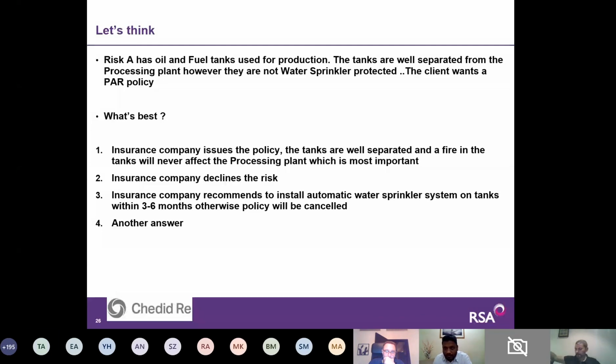Any other opinion? Okay, I will choose number 4, another answer. 5 minutes ago, I said sprinkler protection could be harmful sometimes. I will never protect fuel with water. When I'm adding water, I'm adding more fire. Fuel will never be protected by water. This is fuel, this is oil. I'll protect it by foam. If I want, I'll make a recommendation: put automatic foam. Water sprinklers are not always the best answer.